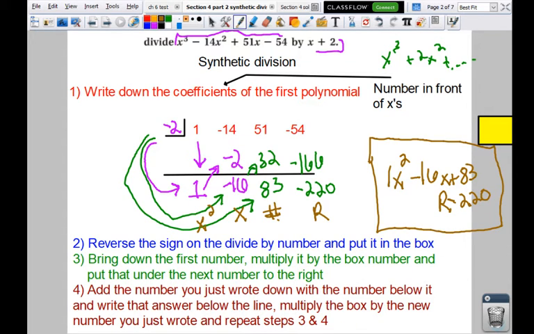I know it seems like a lot of steps, but they repeat. You do the exact same thing over and over again. So it gets to be pretty quick after a while. After you do these, you get pretty good at them. So I'll make sure everybody's got this down real quick. We're going to try another one.